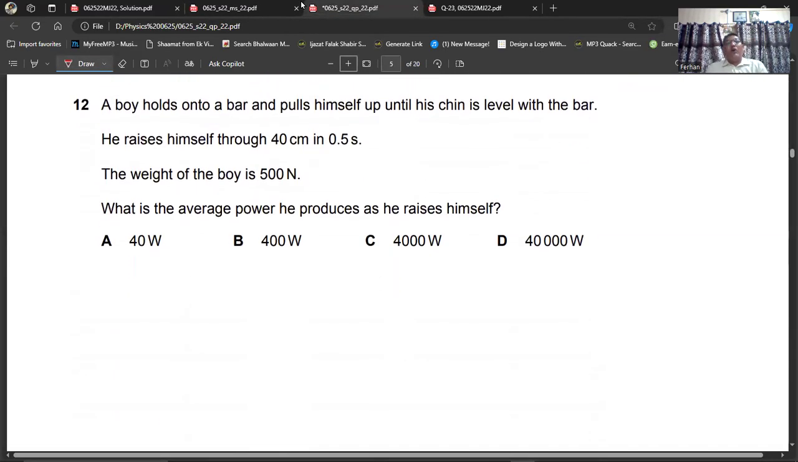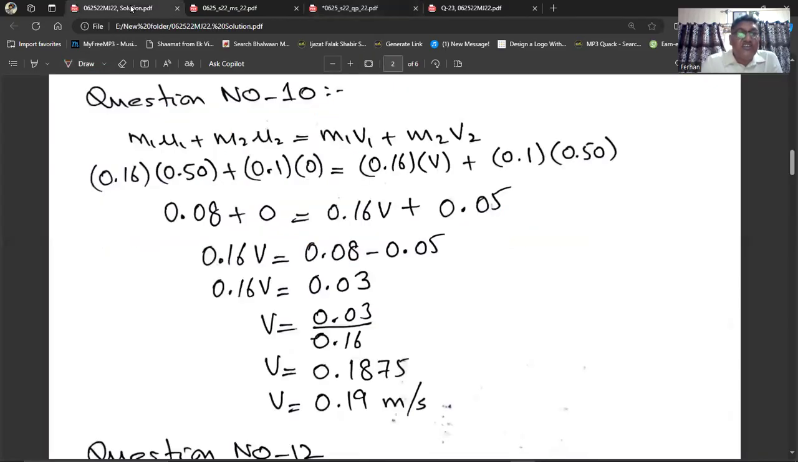Question number 12. A boy holds onto a bar and pulls himself up until his chin is level with the bar. He raises himself 40 centimeters in 0.5 seconds. The weight of the boy is 500 newtons. What is the average power he produces as he raises himself? You see, the work done is equal to the weight multiplied by the height gained, but the height must be taken in meters. Once you know the work done, then we can find the power. The power is equal to the work done divided by the time. So this is the strategy, how this should be done.